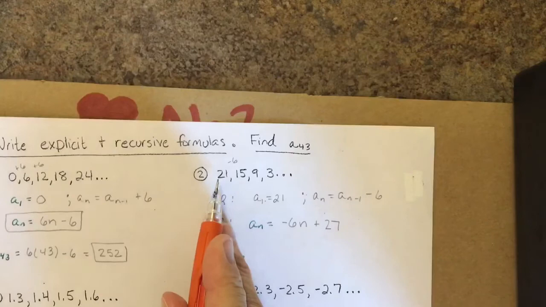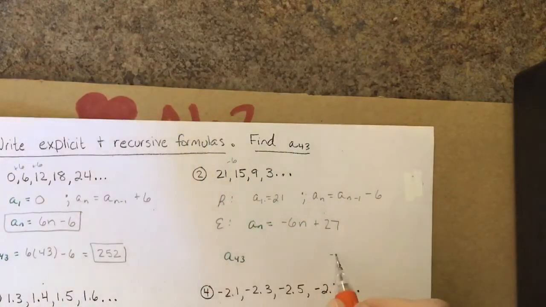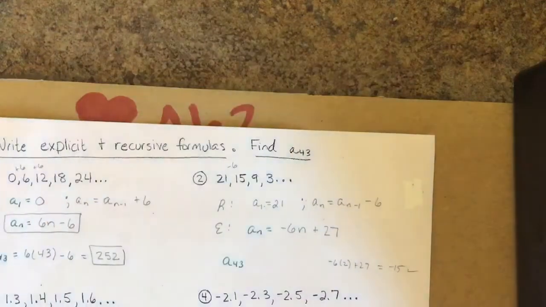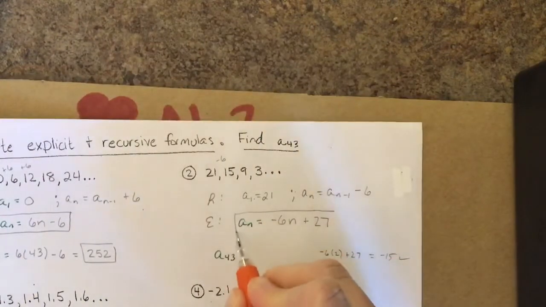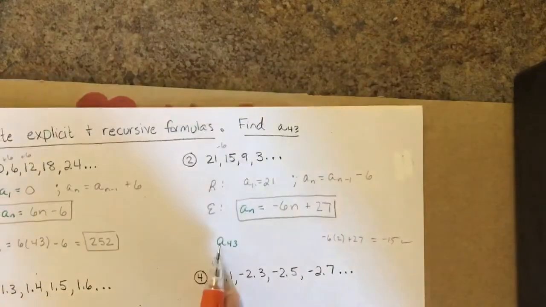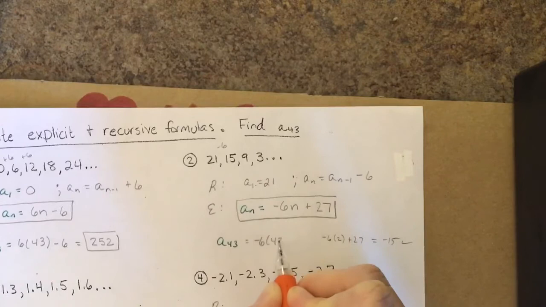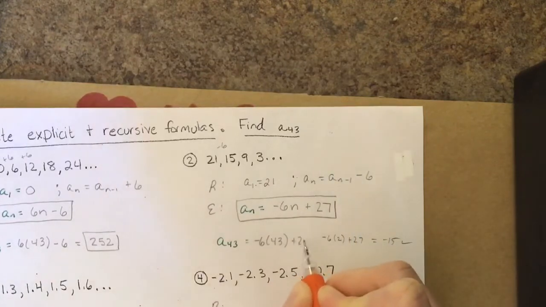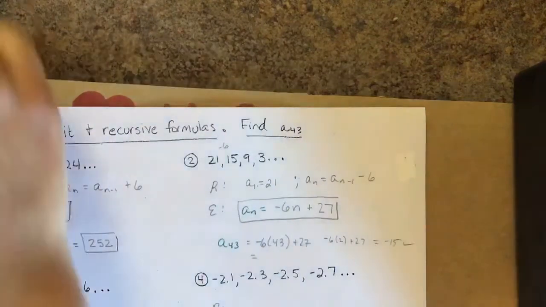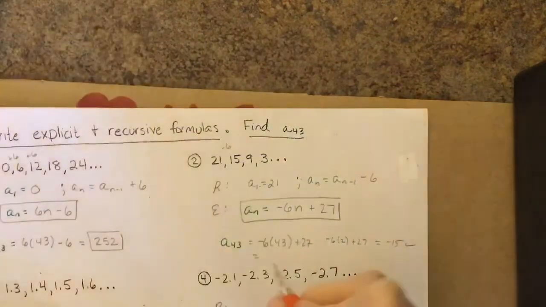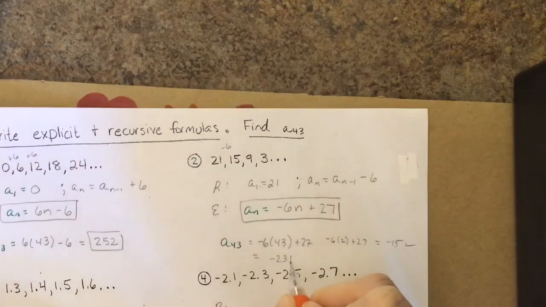Check it out. Does it work for 2? Second term, negative 6 times 2, that's negative 12 plus 27. Yes, that's 15. Check. So there's the explicit formula. We will use it now to find a sub 43, the 43rd term. That's negative 6 times 43 plus 27. What's that going to be? Negative 231.